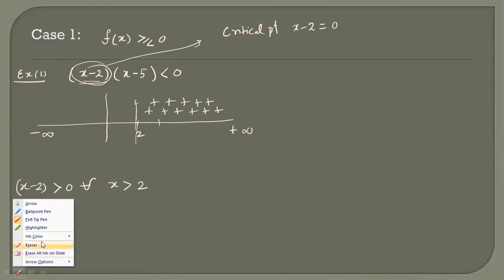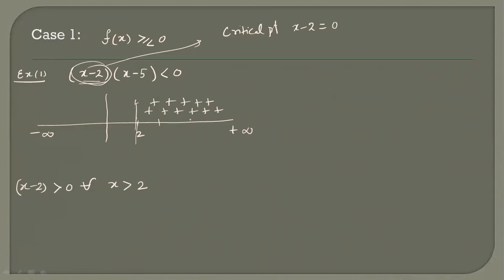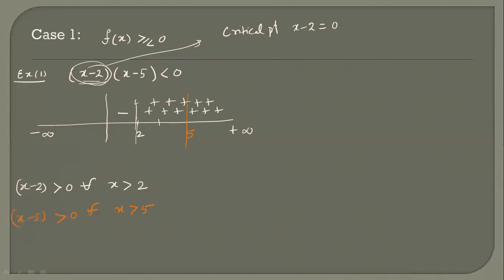Another critical point is x equal to 5. So this is your 5. Draw a line: x minus 5 is greater than 0 if x is greater than 5. Now, if x is less than 2, then the x minus 2 factor is going to be negative.